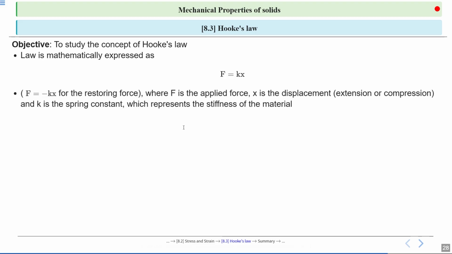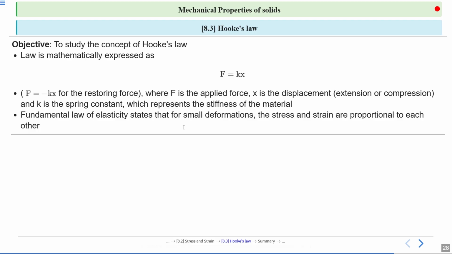So F is equal to minus kx for the restoring force, where F is the applied force, x is the displacement, extension or compression, and k is the spring constant, which represents the stiffness of the material. Now, the fundamental law of elasticity states that for small deformation, stress and strain are proportional. This principle is essential because it forms the basis of understanding how materials deform under various forces. Remember, this proportionality holds true only within the elastic limit of the material.